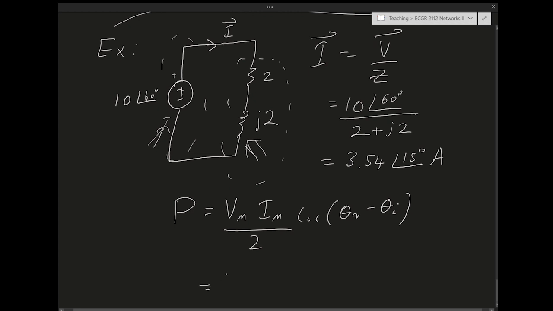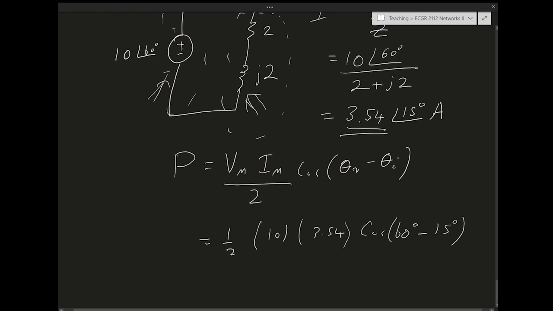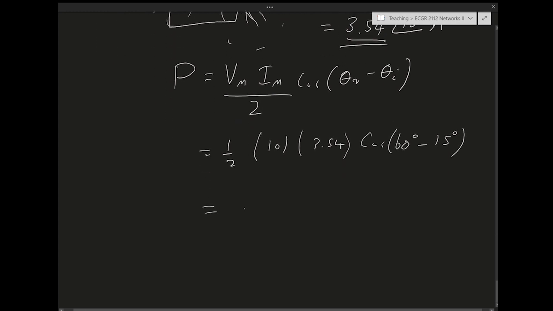So this equals half, Vm is 10, Im is 3.54, we calculated it here, the magnitude of I, and then cosine of the difference between the angles of V and I. V has an angle of 60, I has an angle of 15 degrees. I end up with cosine 45 degrees, which is 1 over square root of 2. So I end up with 10 times 3.54 over 2 square root of 2. And if we calculate this, we end up with 12.5 watts.